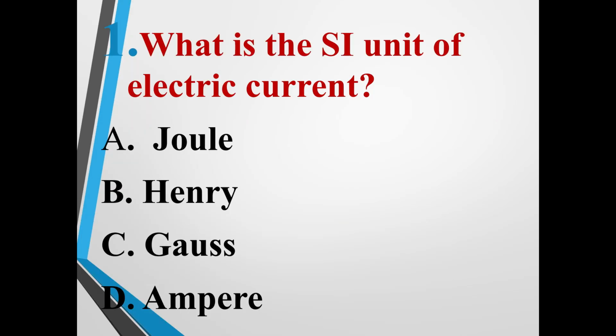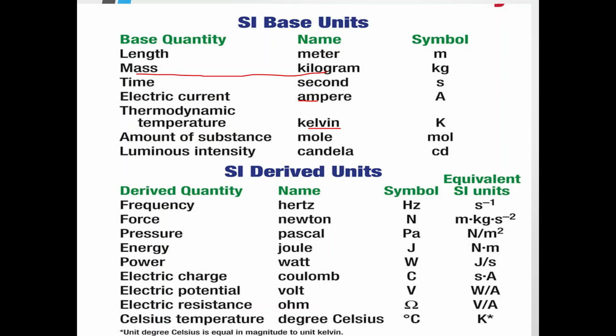Let us move on to the first question. What is the SI unit of electric current? Options: A joule, B Henry, C Gauss, D ampere. Answer is D ampere. So the SI unit of electric current is ampere.